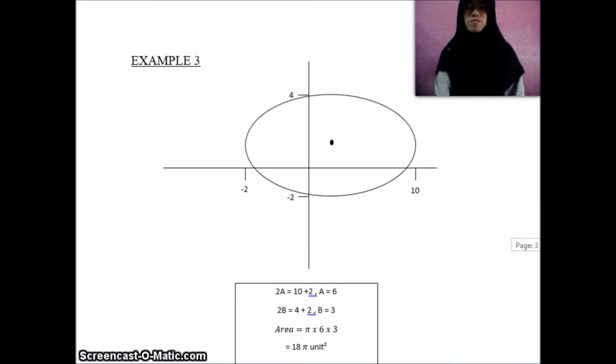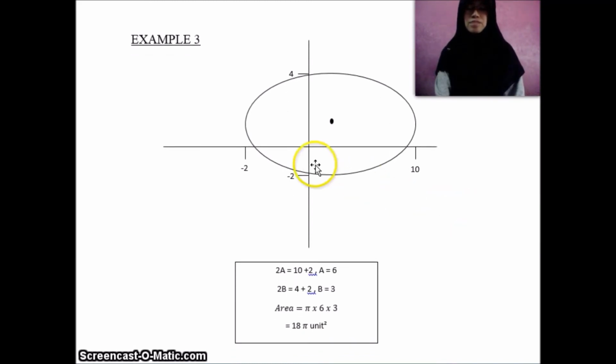Okay, next we need to find B. The minor axis is 4 plus 2, equal to 6. To find B, we need to divide it by 2 again. So we got B is equal to 3. Lastly, we use the area formula, that is pi times A times B. So we got it as 18 pi unit squared.